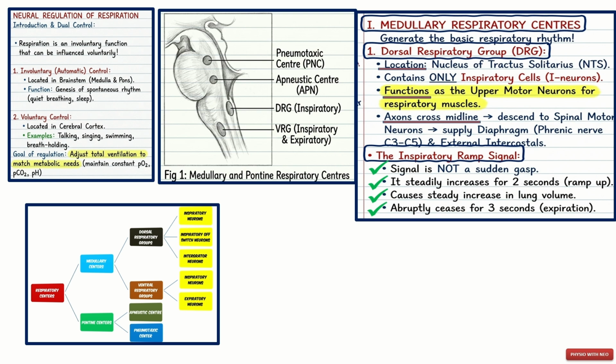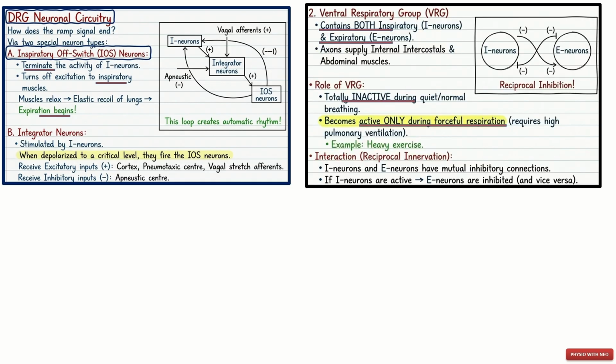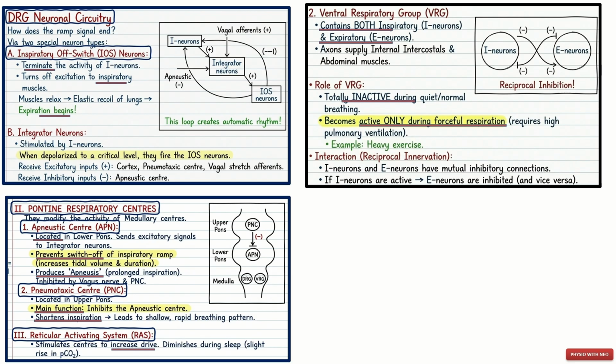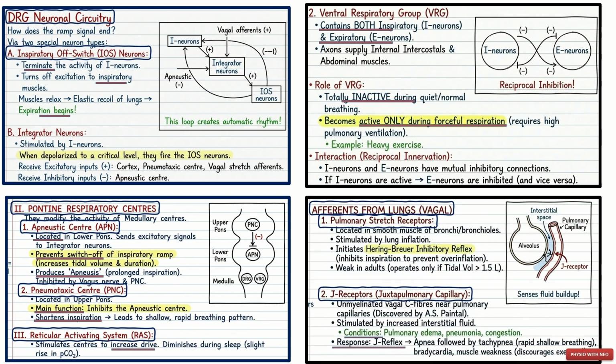After this, we have written about the medullary respiratory centers, the dorsal respiratory group of neurons containing inspiratory signals. This is followed by the inspiratory off-switch neurons and integrated neurons. Along with these medullary centers, we have written about the ventral respiratory group of neurons containing I neurons and E neurons. With these medullary centers, we have written about the pontine respiratory centers containing the apneustic center and pneumotaxic center. And lastly, the additional note about the Hering-Breuer reflex. Along with that, we also mentioned the J receptor.